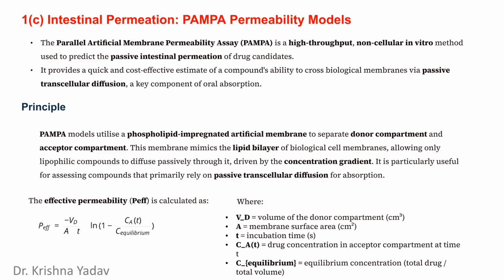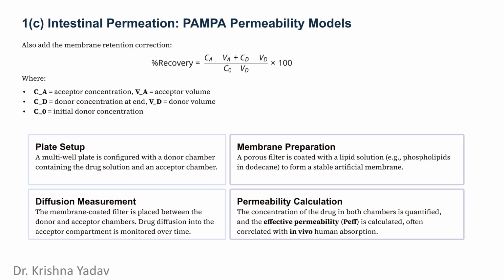PAMPA uses a phospholipid-impregnated artificial membrane separating donor and acceptor compartments. Only lipophilic compounds diffuse passively. The effective permeability, PE, is calculated based on the change in concentration over time. The PAMPA model predicts drug absorption by measuring how a drug moves from a donor chamber through a lipid-coated filter into an acceptor chamber to calculate its effective permeability, PE.